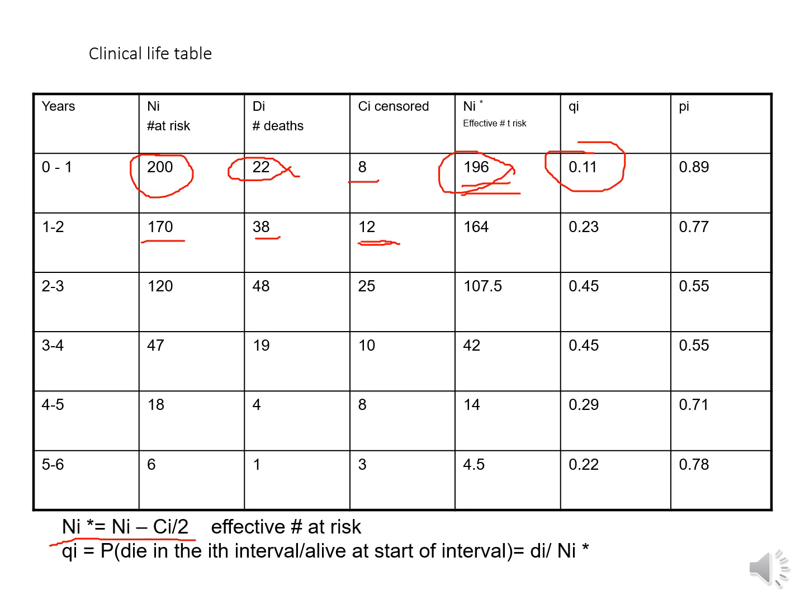So therefore, what would be the effective number at risk? It will be 170 minus half those who are censored, which is 6. So therefore, the probability of dying is 38 over 164, and the probability of surviving is 164 minus 38 over 164. So we're talking always about the effective number at risk.